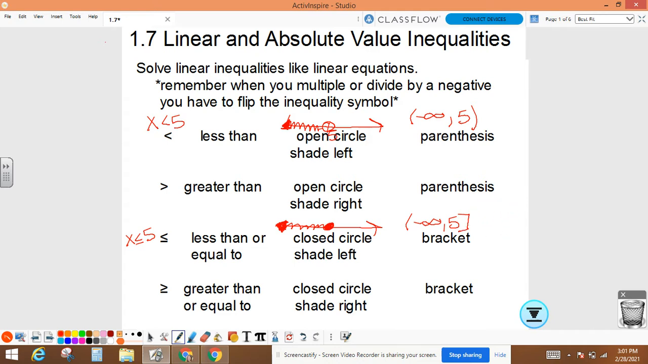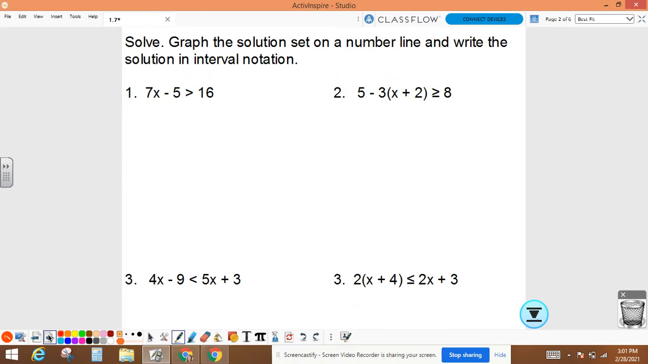All right, so less than and greater than are going to have open circles, and you use parentheses with your interval notation. If you have the less than or equal to symbol or the greater than or equal to symbol, that's using closed circles, which would be brackets. All right, so that'll work itself out as we go along through the lesson. So the first thing we're going to do is, can you solve these inequalities, graph your solution sets, and then write it in interval notation.